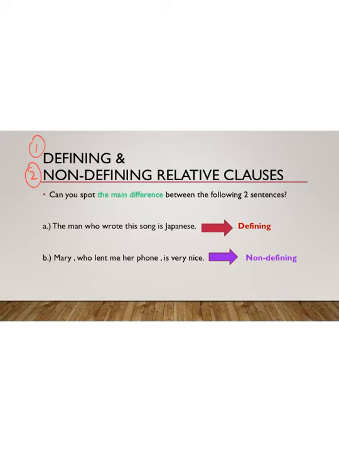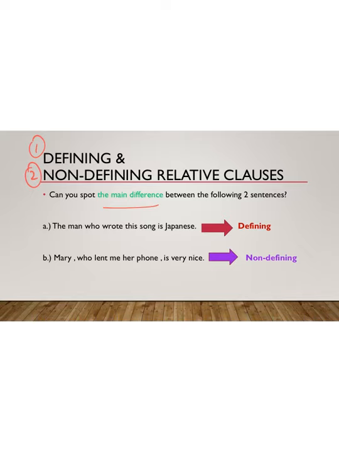Which is called defining and non-defining relative clauses. What do they mean? First of all, I want to ask you one question. Can you spot the main difference between the following two sentences? The first difference is, of course, the spellings of the words are different. I'm using different words here. But then what is the main difference between the two?